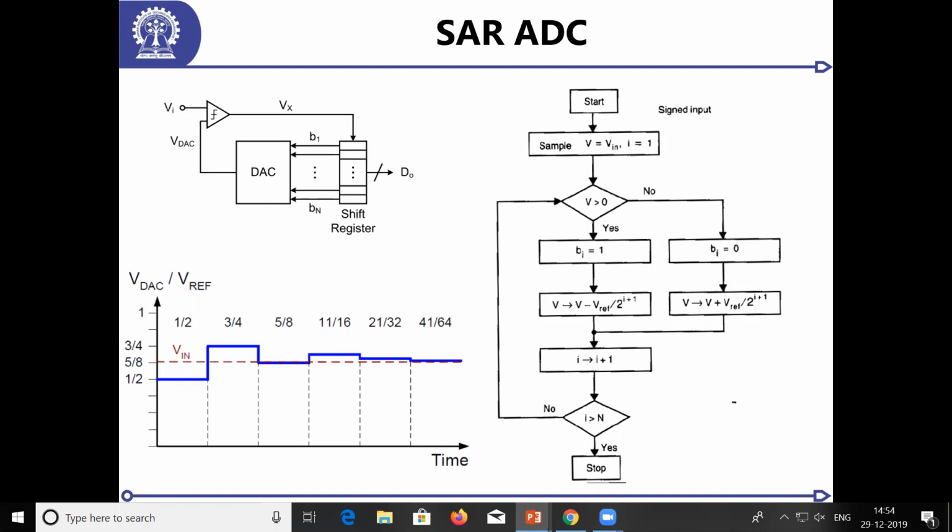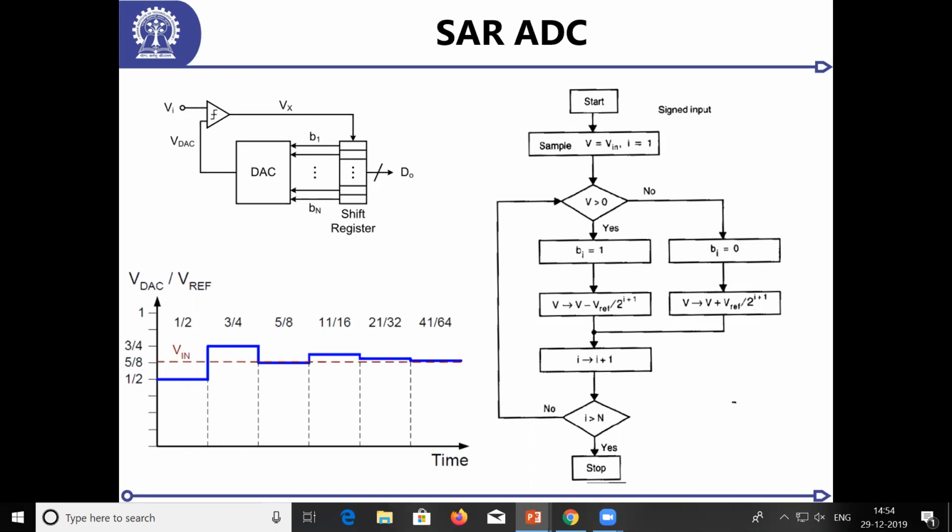Then it will tell you whether it is again this part or this part. So that's a binary search it does. And finally it gives you the quantization. So what it does is, that means in a SAR ADC, what happens is that every tick of the clock, you get 1 bit output. And this is the algorithm it follows.